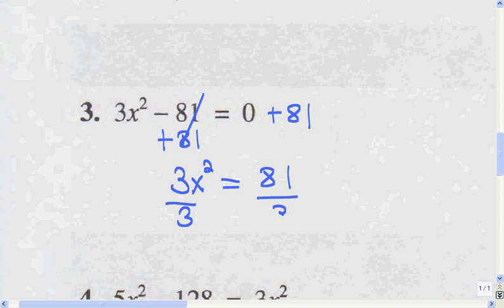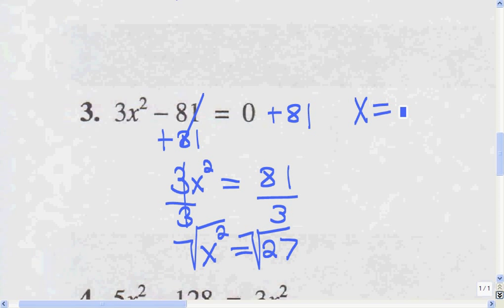Divide by 3 to get rid of the 3, right? 81 divided by 3 equals 27. So x squared equals 27. I square root both sides, and I get x equals plus and minus the square root of 27, because I can't find the square root of 27. 27 doesn't have a perfect square root.